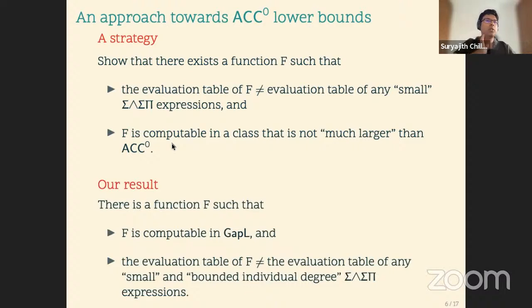Towards that, what we show is there is a function f which is computable in GapL, which is a much smaller class than sharp P. However, we show that the evaluation table of this function f is not equal to the evaluation table of small but bounded individual degree sigma power sigma pi expressions. What do I mean by this? Sigma power sigma pi expressions compute polynomials. Now we take all those polynomials computed by sigma power sigma pi which are of bounded individual degree. What is a bounded individual degree polynomial? The degree of f with respect to each of its variables is bounded by some quantity r. So now what we say here is look at the evaluation tables of all polynomials which are of bounded individual degree and are computed by small sigma power sigma pi expressions. All these evaluation tables are not equal to the evaluation table of f. So there is an explicit function f.